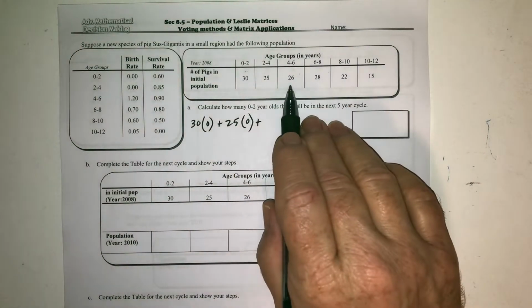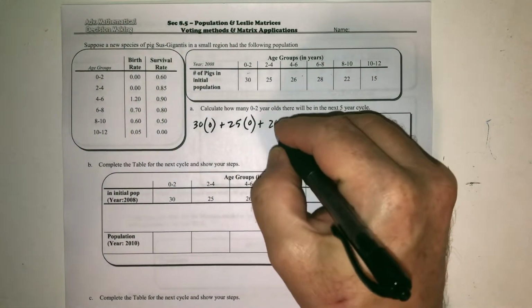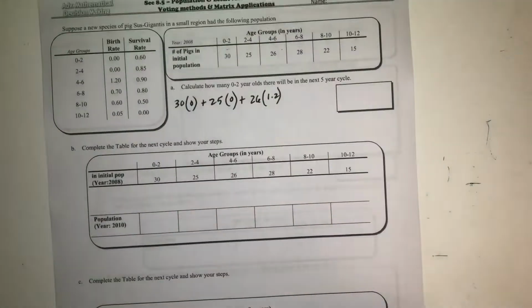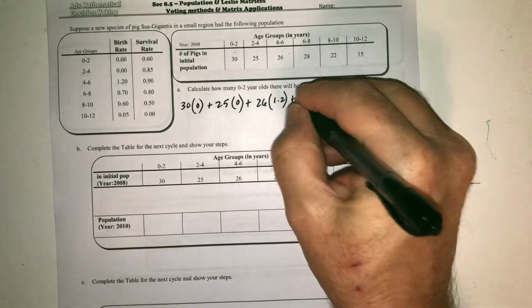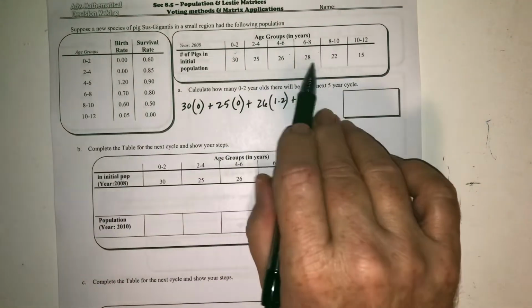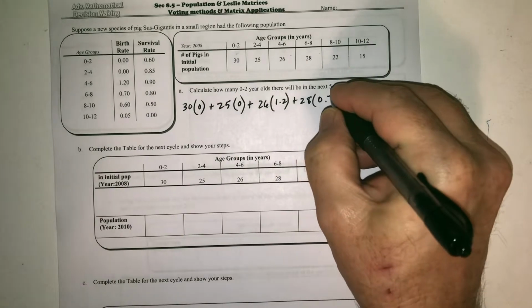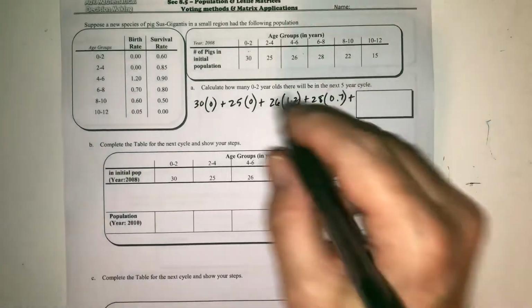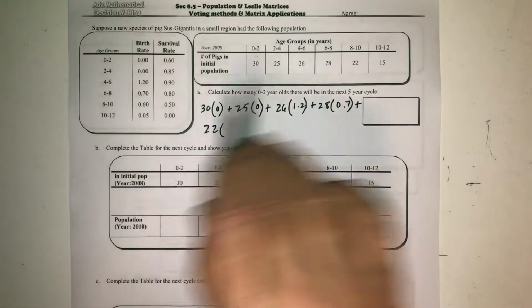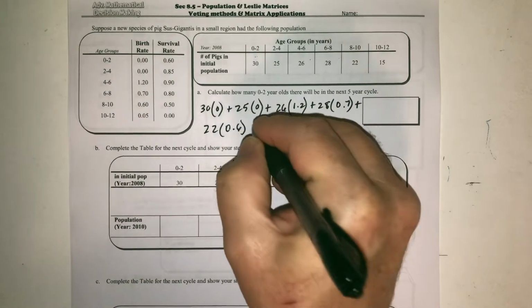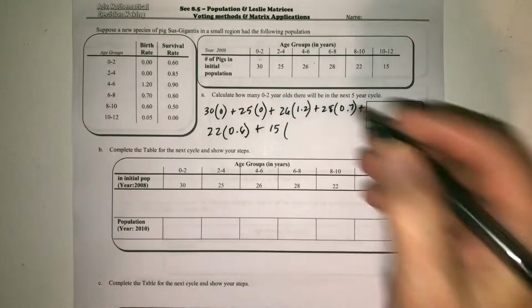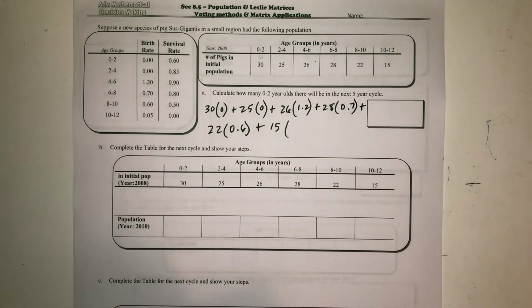Plus the 4 to 6 year olds, there's 26 of them, and they have a birth rate of 1.2, so we multiply that by 1.2. Then plus 28, the 6 to 8 group, times 0.7. Plus the 22, which is the 8 to 10 group, multiplied by 0.6, plus the 15 that are 10 to 12, multiplied by 0.05.